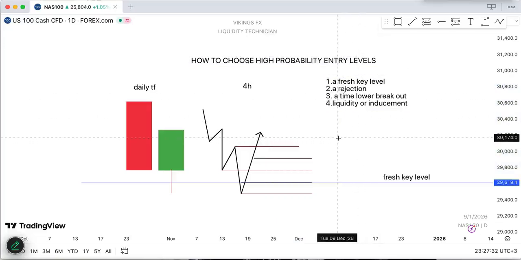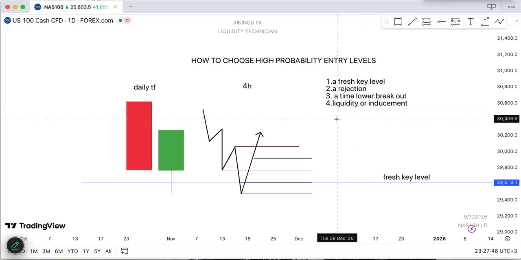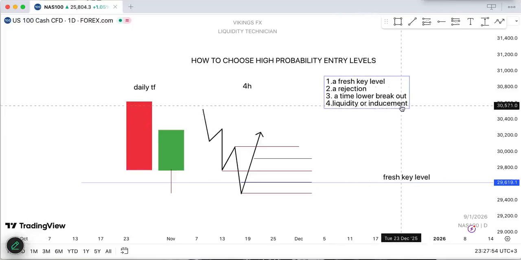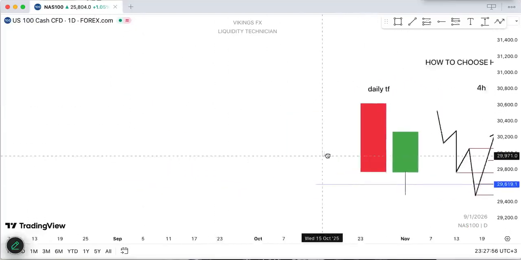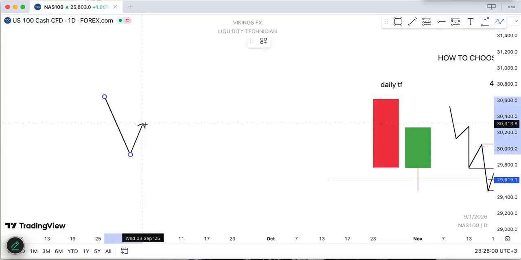So let us go to the second way. This is how you have to do it now. First thing, the second way, you follow now the 4th criteria, liquidity or inducement. So let us learn a little bit about the engineered liquidity or the engineered inducement. So we can find ourselves in a position when we are having something like this.